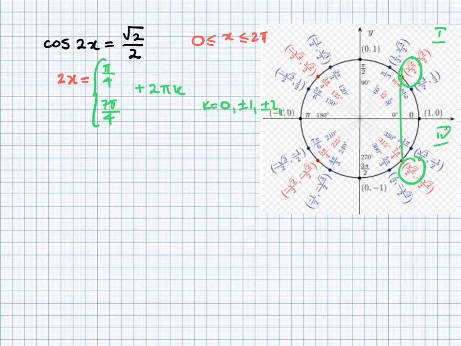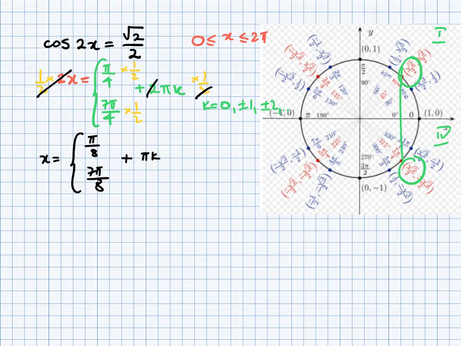So now, as we have 2x on this side, in order to get rid of this 2, I'm going to multiply by half. And remember, in solving equations, when you multiply one side by a number, you have to multiply every single term on both sides, which I'm doing just here. So this is going to give me, this is gone, I'm going to end up with x equal to pi over 8 and 7 pi over 8. And now plus, the 2 and 2 are gone, pi k.